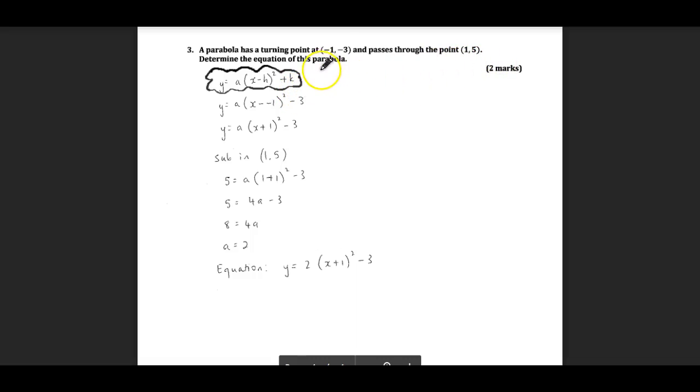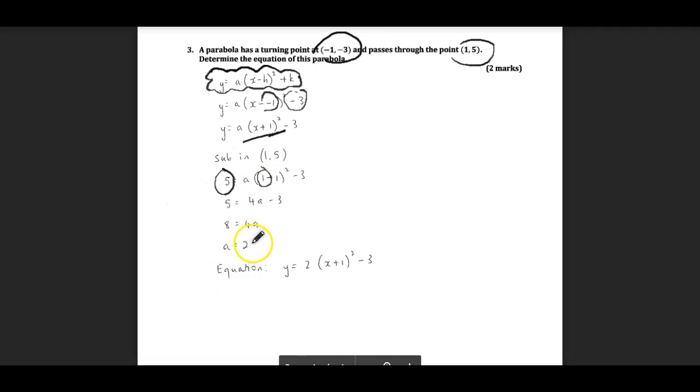So we have a turning point of (-1, -3), so you can see how I've substituted those values in there for h and k. And now it passes through the point (1, 5). So I've just tidied it up here, and then I substitute in (1, 5). So y is 5, x is 1. And then I'm just solving for a.